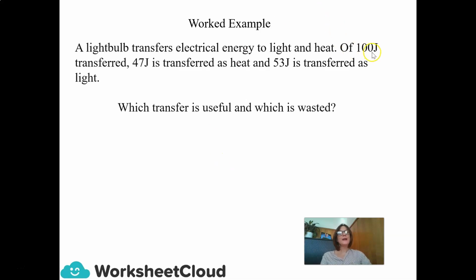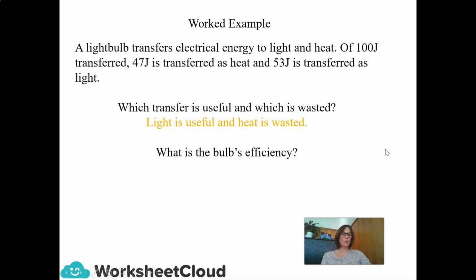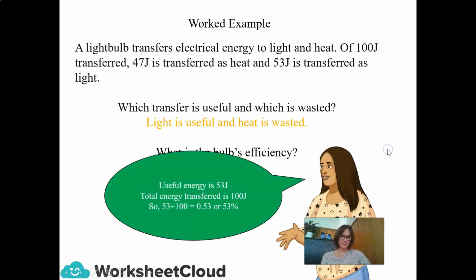So of the 100 joules transferred, 47 joules is transferred as heat and 53 joules is transferred as light. Which transfer is useful and which is wasted? Okay, so the light is the useful energy and the heat is the wasted. So now how do we work out the bulb's efficiency?